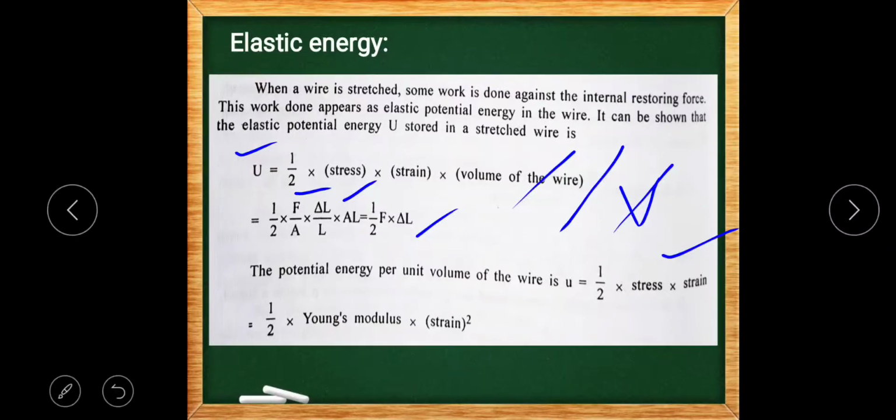It may be written as 1 by 2 Young's modulus into strain squared, because Young's modulus equals stress by strain. Multiply and divide by the strain term here, and we will get this expression. Or you may remember this expression also: potential energy per unit volume of the wire is equal to 1 by 2 stress into strain.